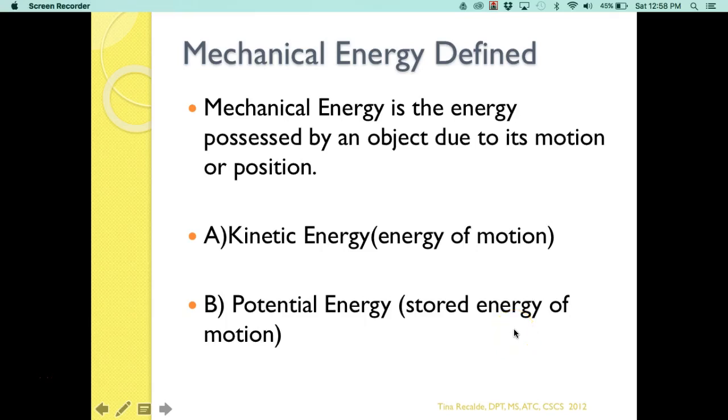Welcome back. So when we talk about traction, we want to first define mechanical energy. Mechanical energy is the energy possessed by an object due to its motion or position. And we know that we have both kinetic energy, which is that energy of motion, and then we also have our potential energy, which is the stored energy of motion.